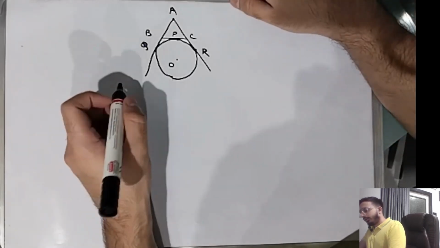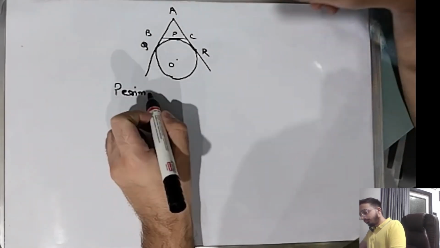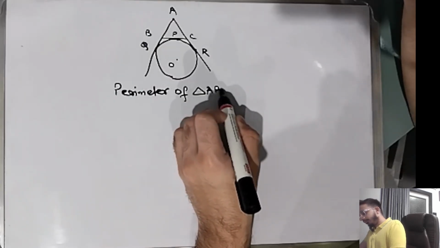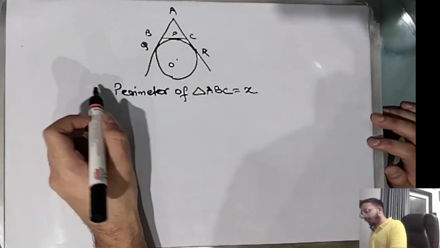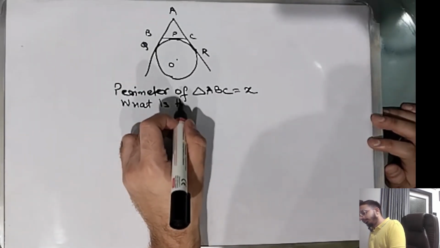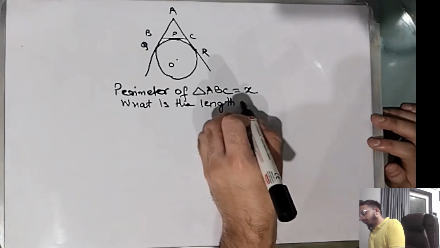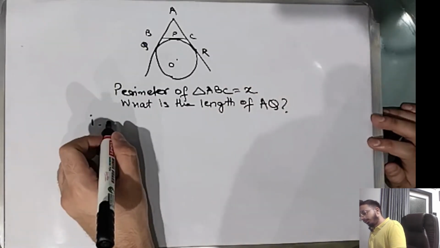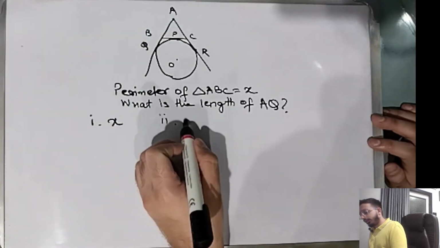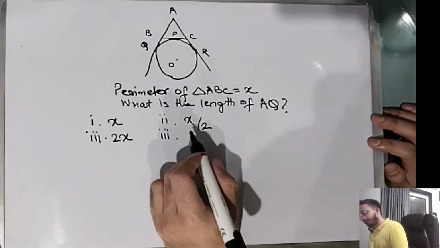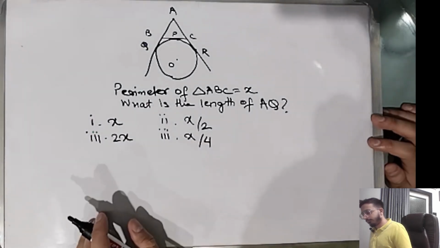Now you have been given that the perimeter of triangle ABC is equal to X. If this is given, what is the length of line AQ? 1. Is it X? Is it X upon 2? Is it 2X? Or 3? Is it X upon 4?